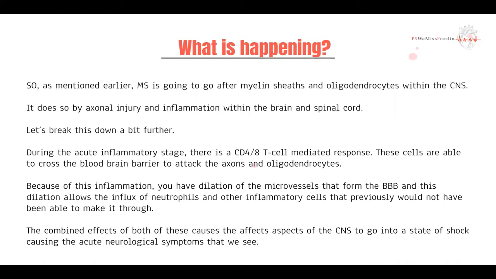So if you attack the myelin sheath, you would be causing axonal injury and inflammation. And both of those together prevent good conduction throughout the axon, which obviously the myelin sheath is meant to help with. How does that happen? So let's say you have your acute inflammatory stage. This is where either you've had your first presentation or you've relapsed. Because this is autoimmune mediated, you commonly have CD4 and CD8 T cells that are mediating this entire response.